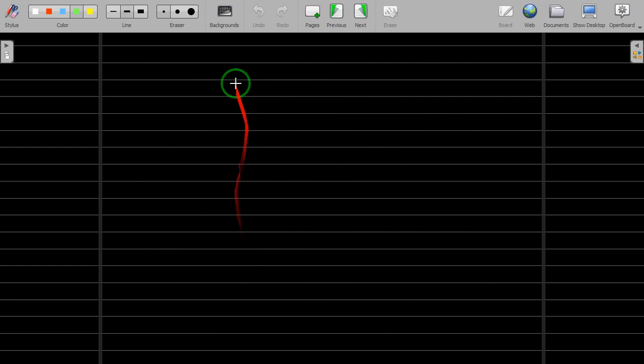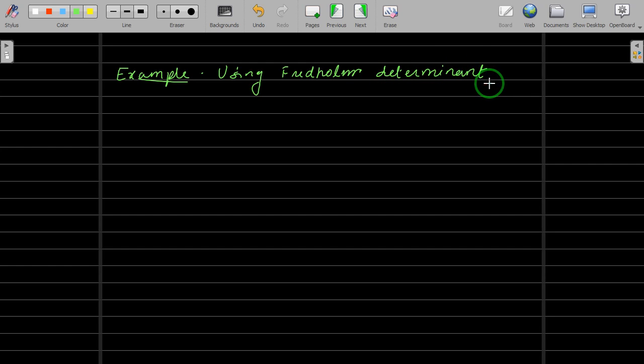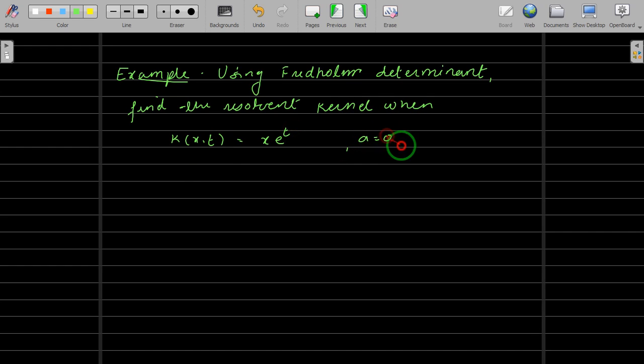Today we will see another example by using Fredholm's determinant. Briefly, I will give you the values using Fredholm's determinant. That is your equation 1 and 2, those determinants involved in that. Find the resultant kernel when the kernel K(x, t) is x e raised to t. The value of a is 0 and the value of b is 1. Let's solve this.